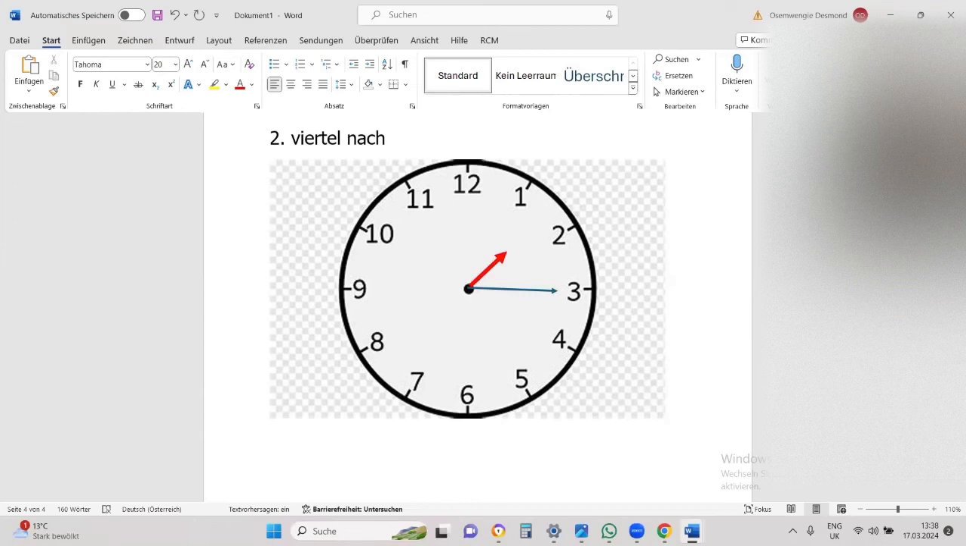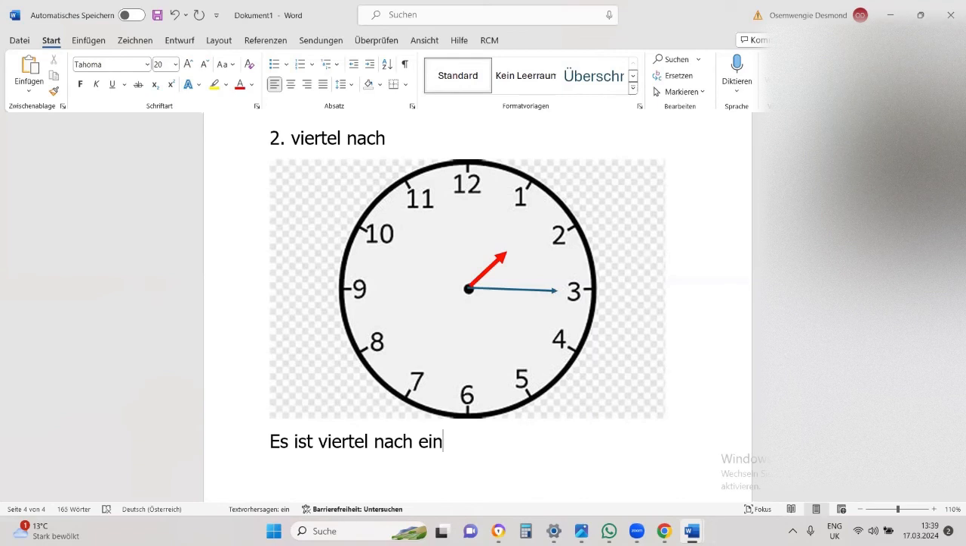So now what do we say? Wie spät ist es? Of course, the hour hand has passed 1. Past 1, by how many minutes? 15 minutes or a quarter of an hour. So we say Es ist. Don't forget that you start with the minute first. So say Es ist Viertel nach. Es ist Viertel nach what? Nach ein. Es ist Viertel nach ein.